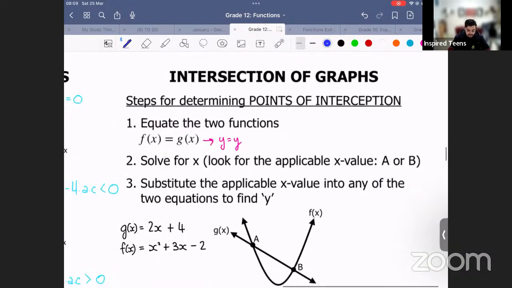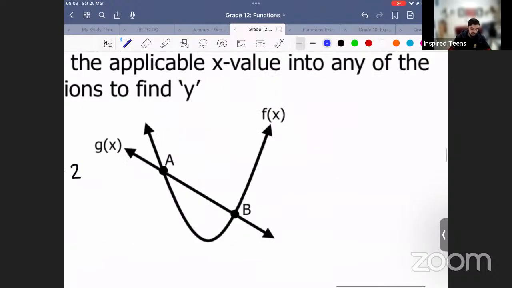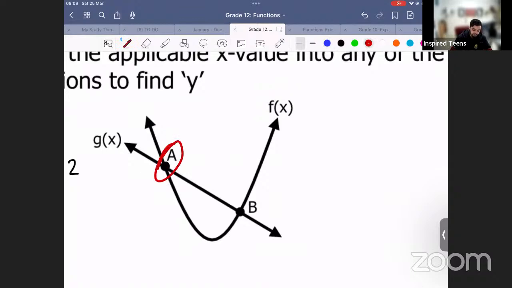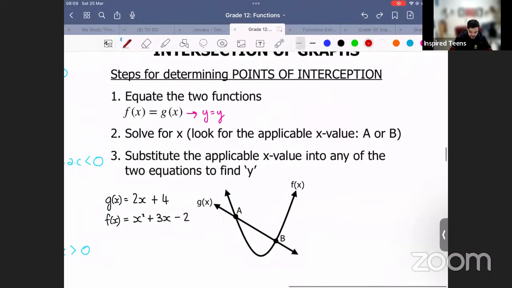Okay, then we talked about intersection of graphs. So the steps for determining points of intersection: equate the two functions. When you have two functions which cross over each other at certain points, for example, here we have A and B. A and B are two coordinates where f of x and g of x are touching, two different graphs where they intersect.